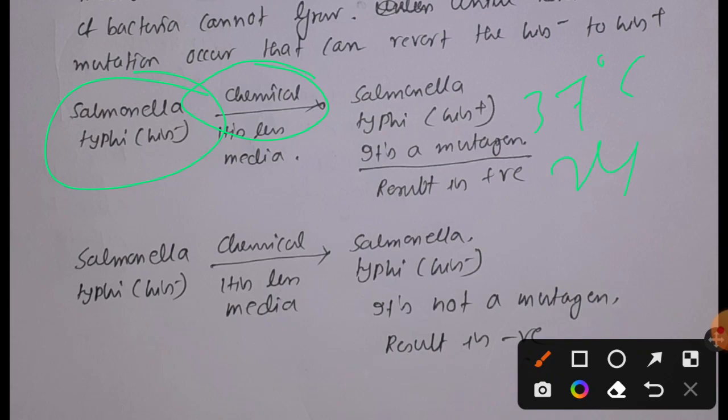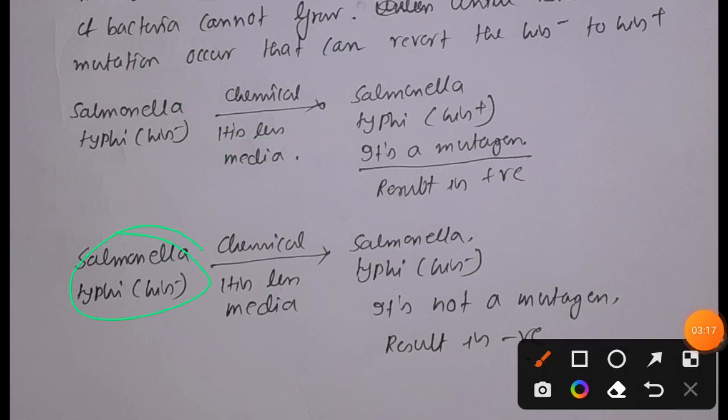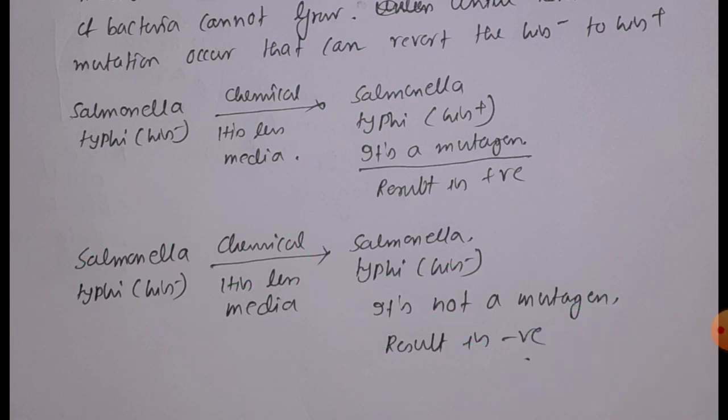After the incubation, if we find that colonies have developed uniformly, then we can conclude that yes, the chemical is a mutagen, because this chemical has the ability to revert the mutation in the Salmonella typhi. But if we do not get any colonies, or we get some random colonies but very small in number, then we can conclude that the result is negative, the chemical is not a mutagen. So let's see how the test is conducted.